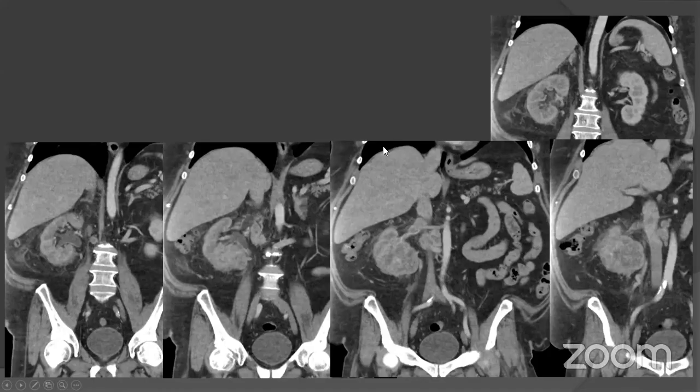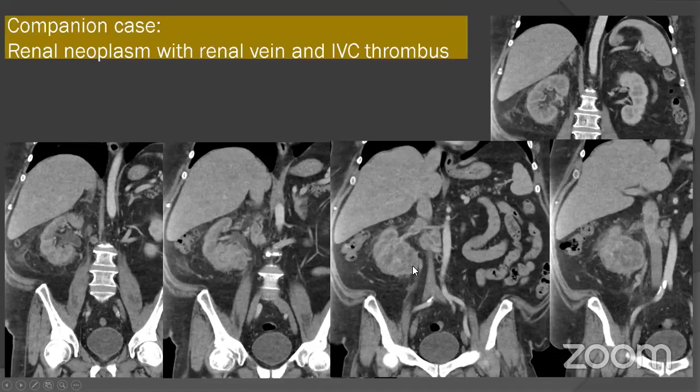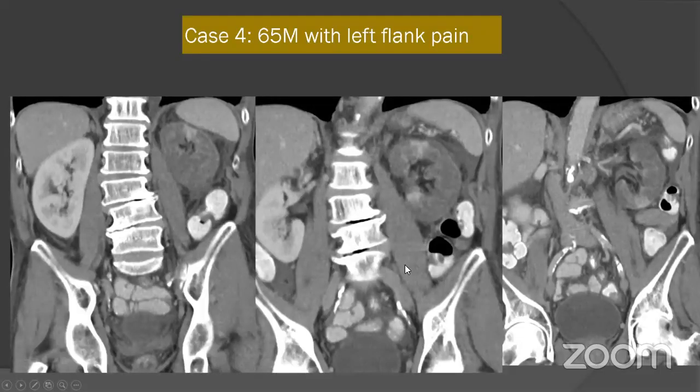A companion case. In this case, I'll just quickly mention that you can again see that there is a very subtle difference in enhancement of the 2 kidneys. There is mild prominence of the pelvicalyceal system, but I didn't see any stone. However, I do notice there is this heterogeneous lesion in the lower pole of the right kidney, and there is this subtle filling defect in the IVC and the right renal vein. So this is a case of a renal cell neoplasm with thrombosis of the renal vein and the IVC, resulting in these findings.